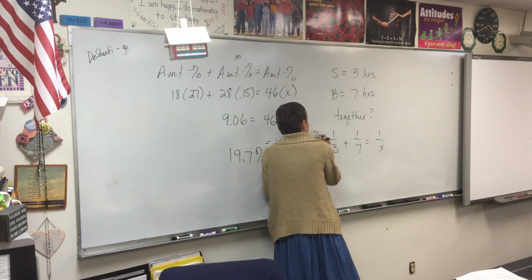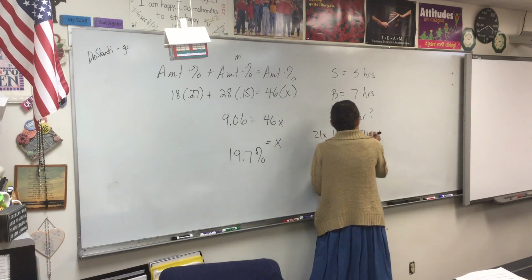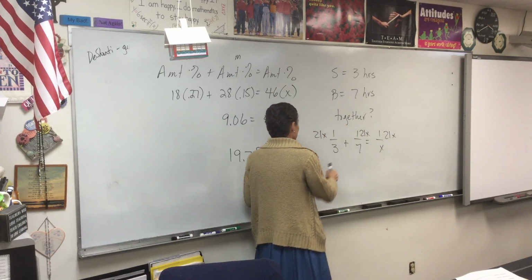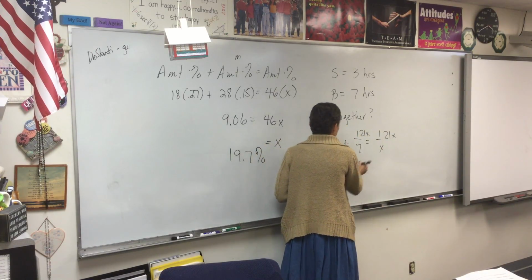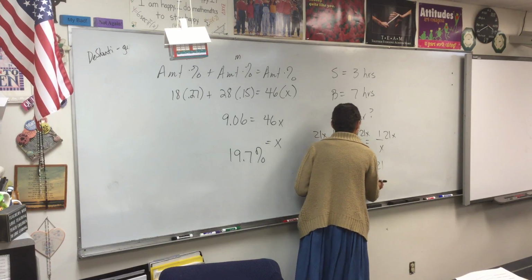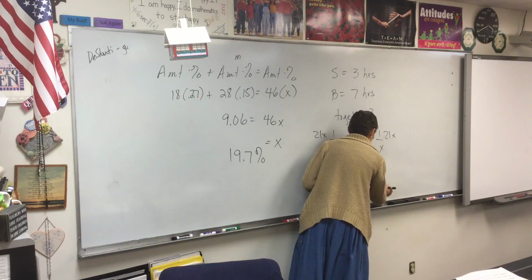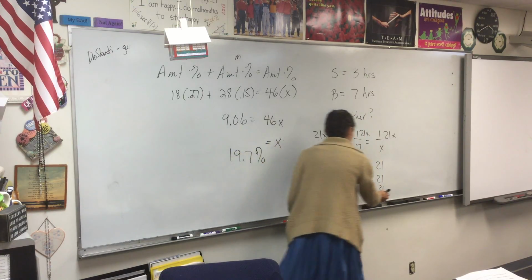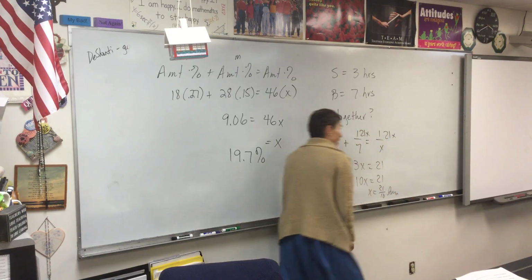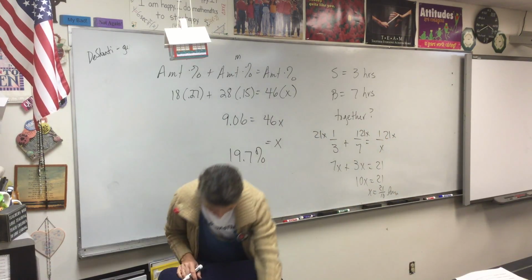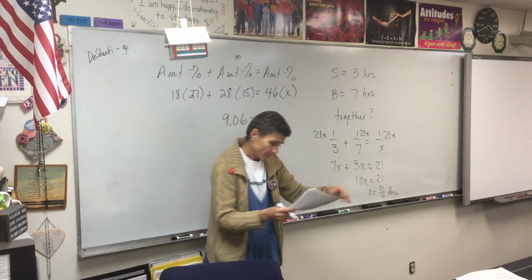I'm going to multiply everything by 21x just because that's what I do. I like to do that, but you can do it other ways. This will leave me with 7x plus 3x equals 21. So 10x equals 21 and x equals 21/10. So it takes them just over 2 hours to do the job together. Easy.